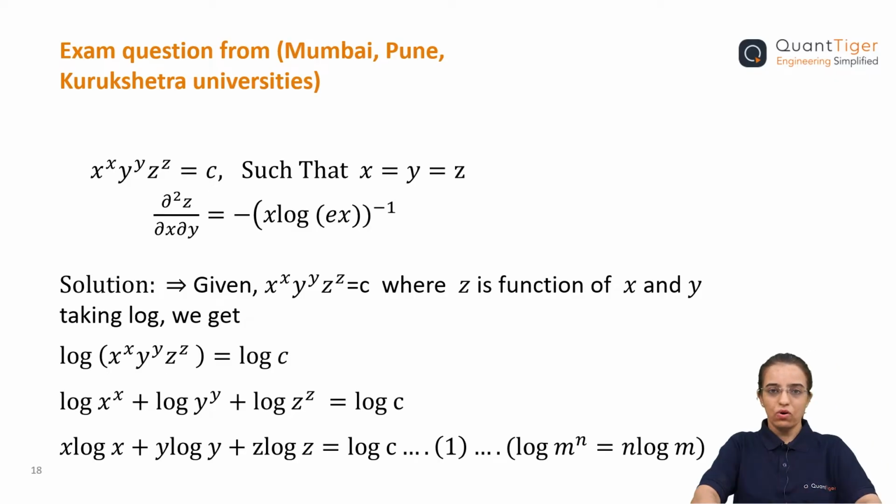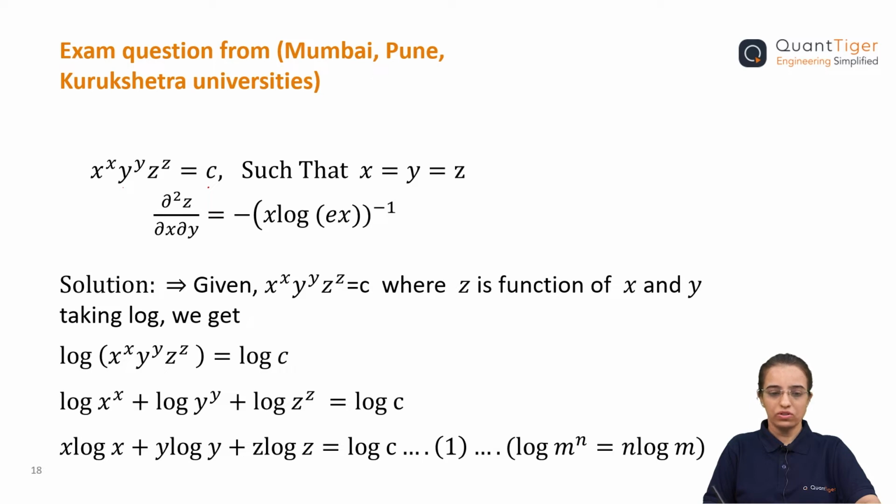Hello everyone, let's go ahead with the second question. This is one more question from various different universities from past papers. It appeared. So what is given is x raised to x into y raised to y into z raised to z is equal to c.